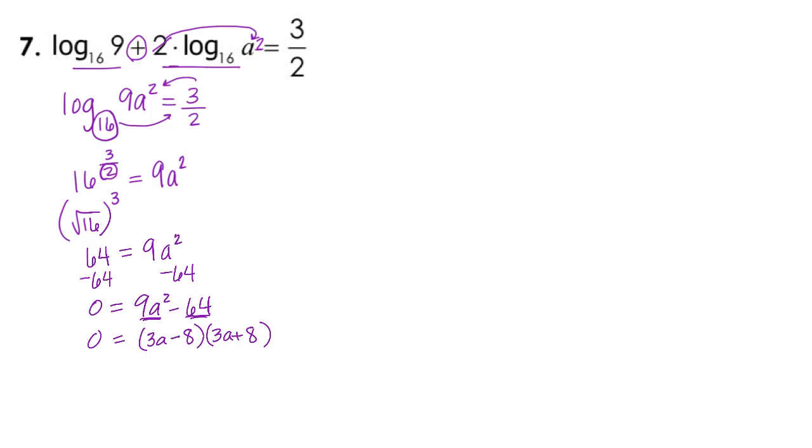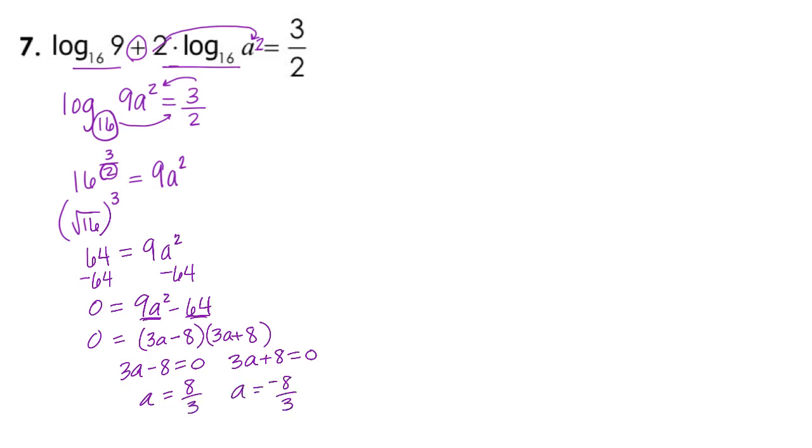So we set each part equal to 0. So 3a minus 8 equals 0, and 3a plus 8 equals 0. So here we're going to see that a is going to be 8 over 3, or a is negative 8 over 3.